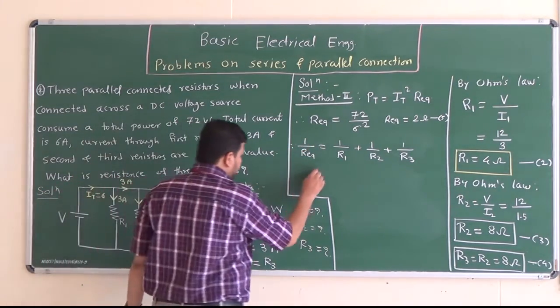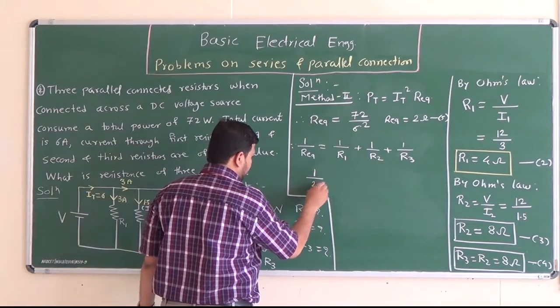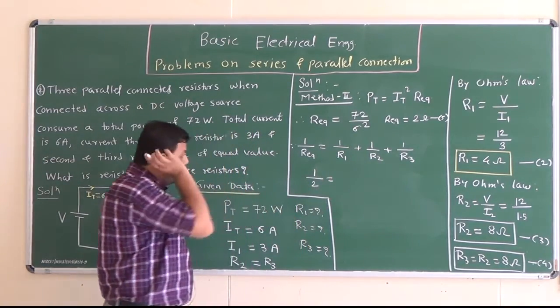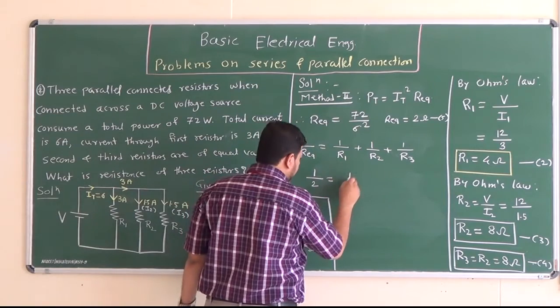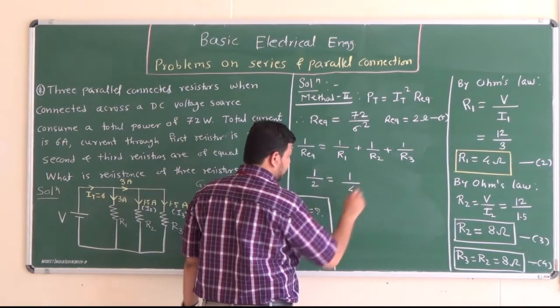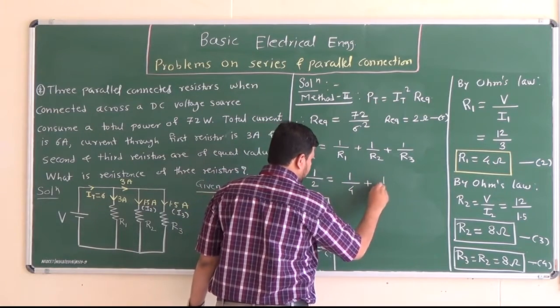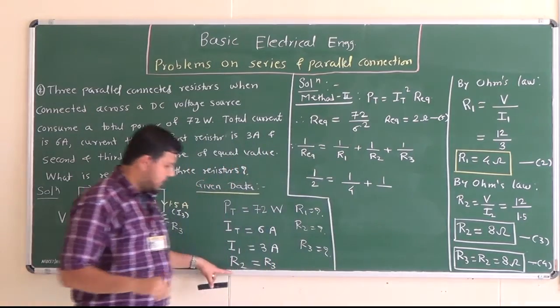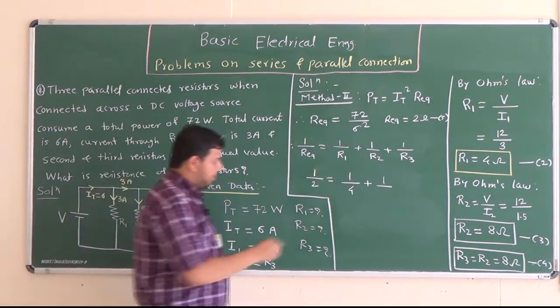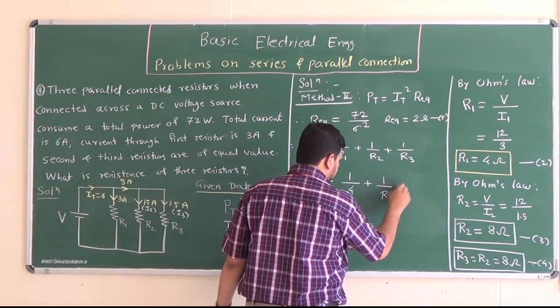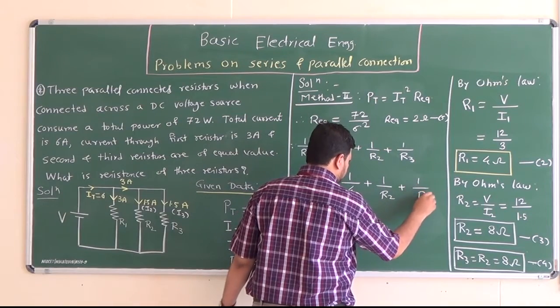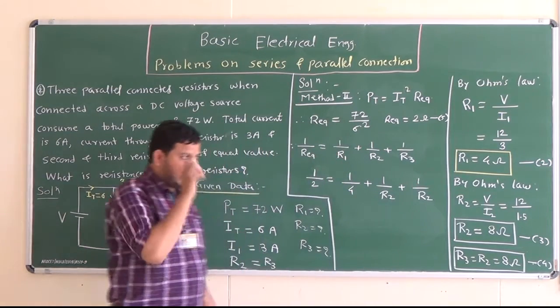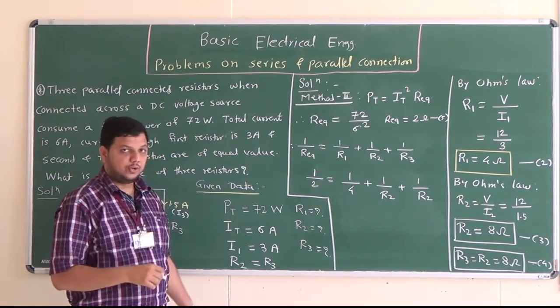Now here we know R equivalent, it is 2 ohm. So 1 upon 2 is equal to 1 upon R1, already we have determined, that is 4, plus 1 upon R2 plus 1 upon R2, because R2 and R3 are equal. It is mentioned in the problem. Now there is only one unknown. We can solve this equation to get R2.